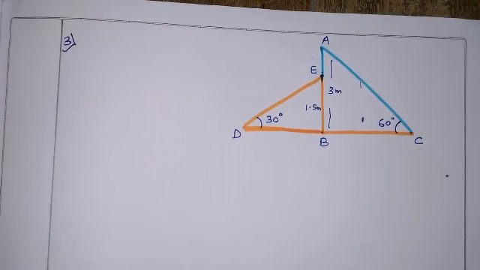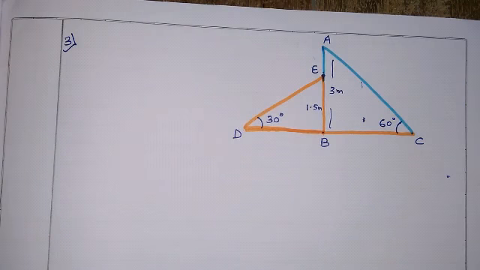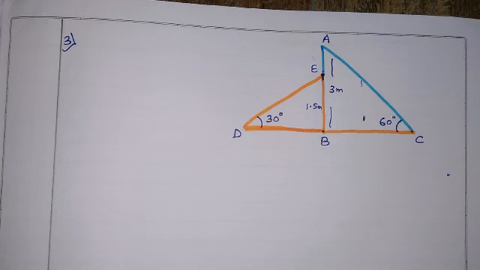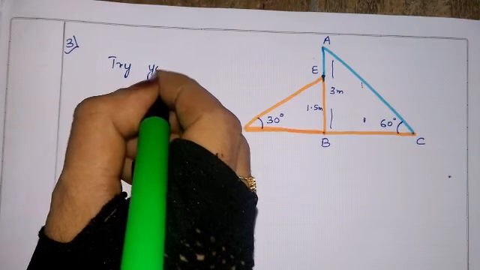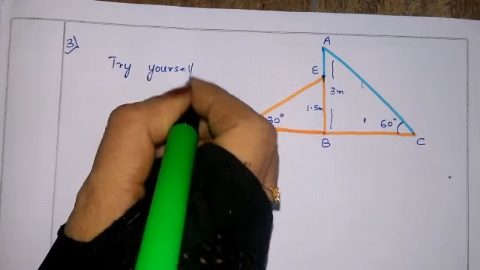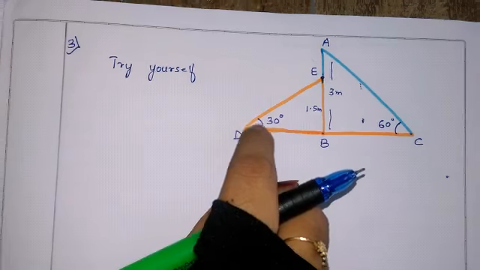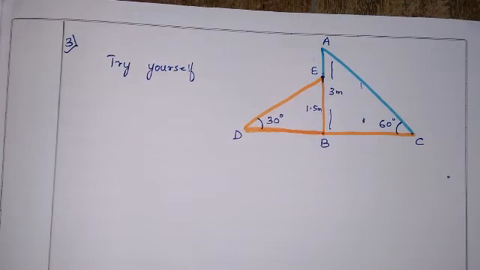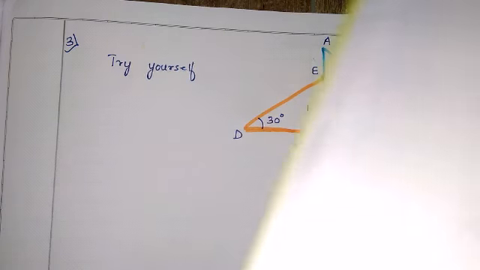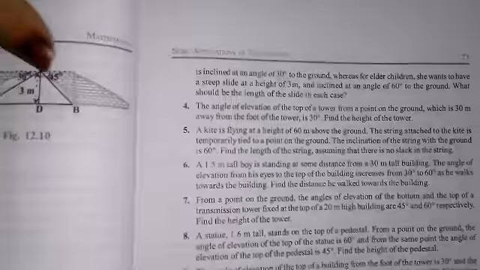So in this way you have to do it by yourself. This is a very easy problem. I have explained how to do it and you should try yourself. In both cases you have to take sine. One time sine 30, in this triangle sine 60. Okay. Let us see the next problem now.